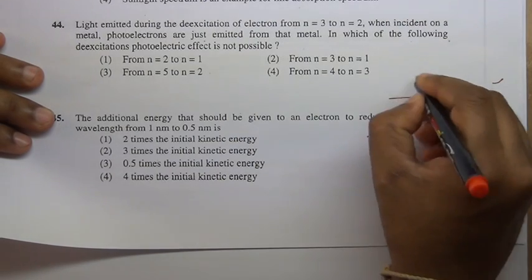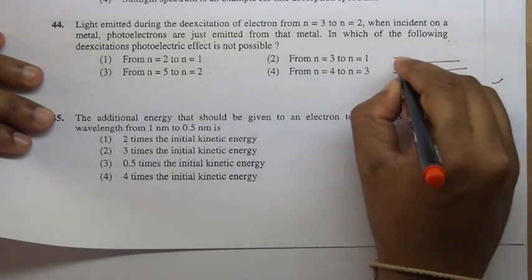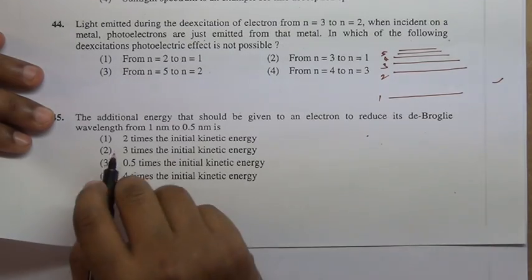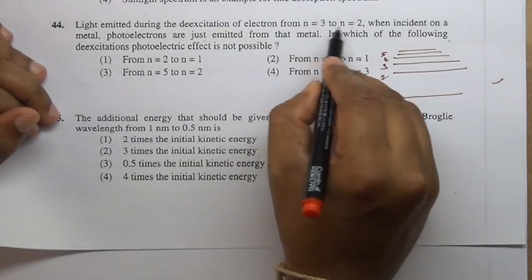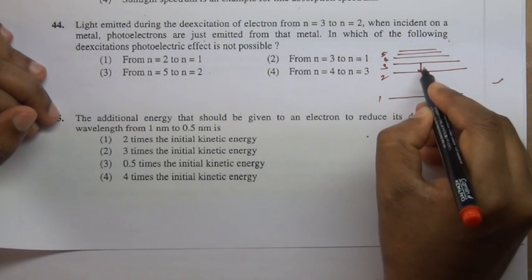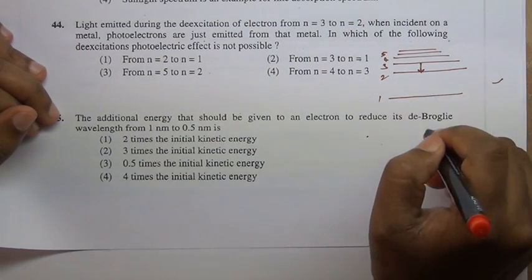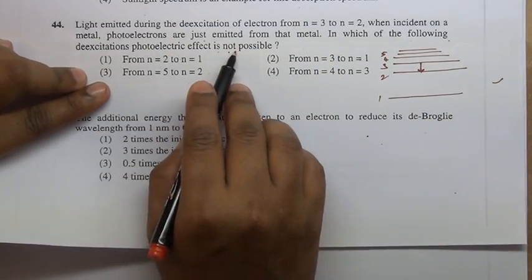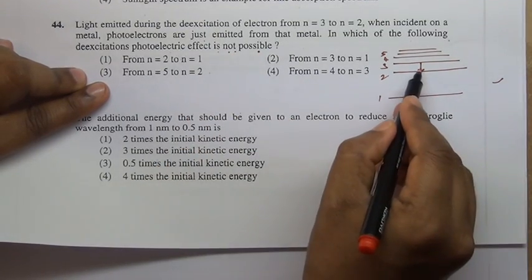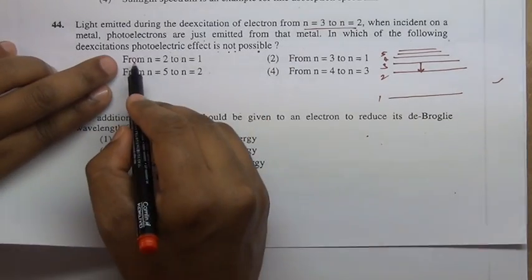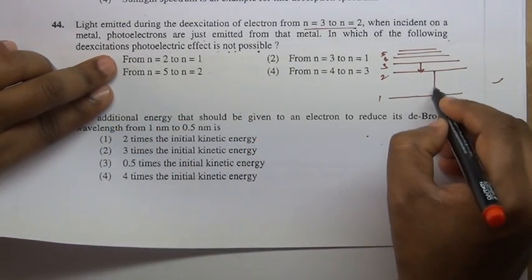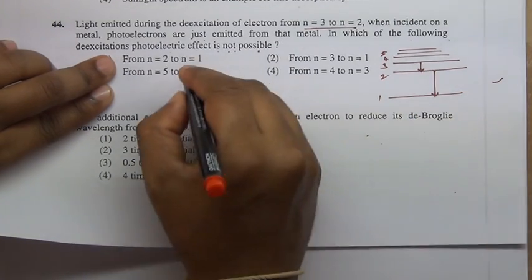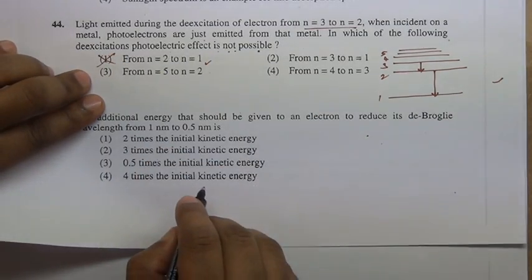This is the energy level diagram. Energy levels are crowded as n value increases: 1, 2, 3, 4, 5, etc. Transition is from 3 to 2, then energy is sufficient to remove electrons. Now, in which de-excitation is the photoelectric effect not possible means energy should be less than this. Transition from 2 to 1: just observe, the length of this is greater than this, nothing but this energy is greater than this. So emission is possible, therefore not the answer.